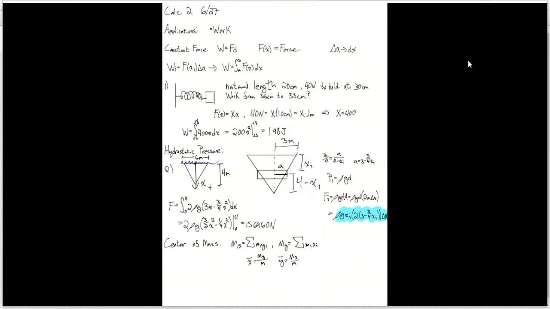Now, in the book, they talk about continuous masses. Let's draw a capital here. My is equal to the integral from a to b of rho x f of x dx, and Mx is equal to the integral from a to b of rho over 2 times the quantity f of x squared dx.